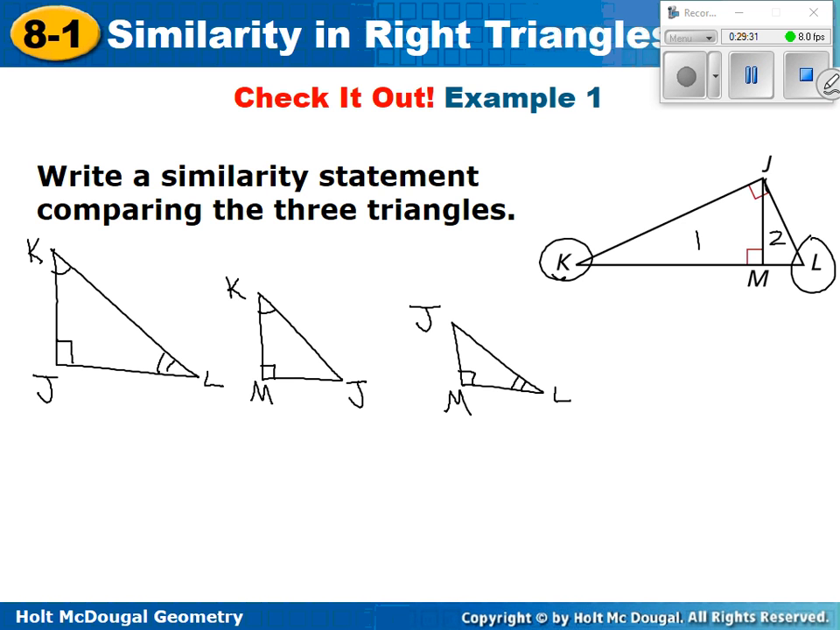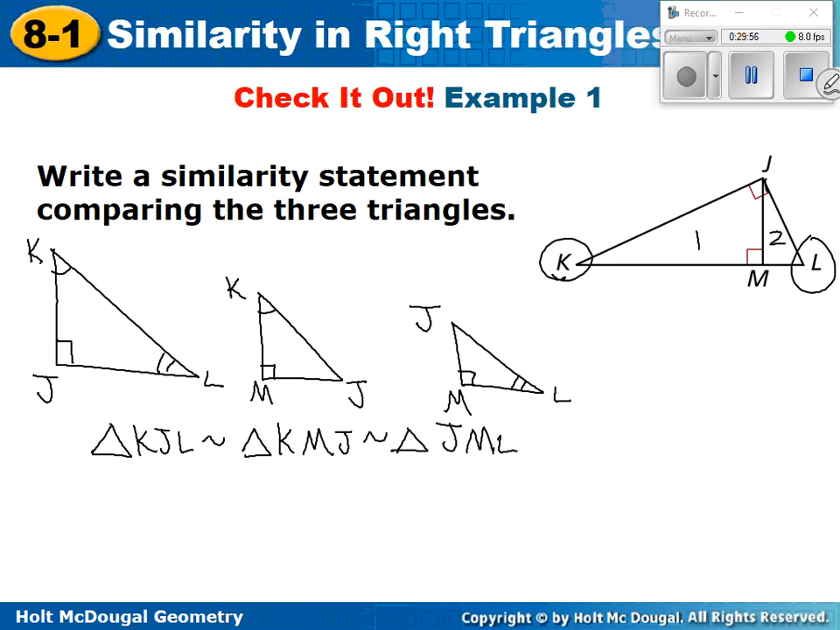Nope, just the statement. You have to have the statement correct. So however you can come up with it is up to you totally. Okay? So I'm going to start. Somebody tell me, how did you name the big one? Okay, triangle KJL then would be similar to triangle, we went top, down, right. So KMJ is similar to triangle JML.